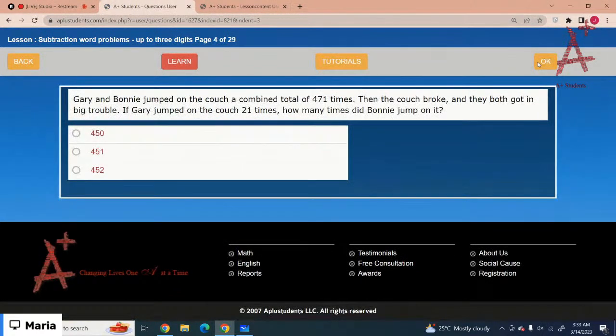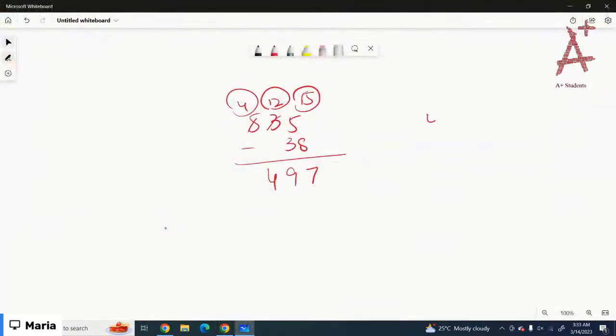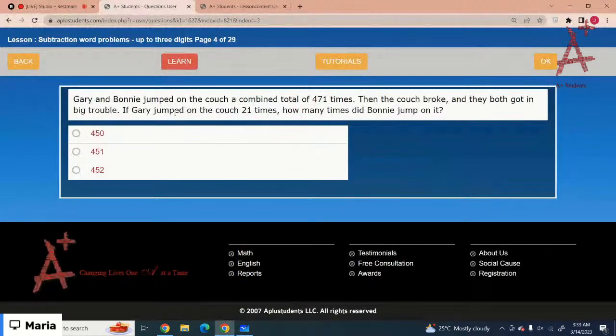Okay, the next one is: Gary and Booney jumped on the couch a combined total of 471 times. Then the couch broke. They both got in big trouble. If Gary jumped on the couch 21 times, how many times did Booney jump on it? So you have to do 471 take away 21. Got it? 1 minus 1 is 0. 7 minus 2 is 5, and 4. That means the total he jumped is 450. Got it? Gary jumped 21 times and Booney jumped 450 times.